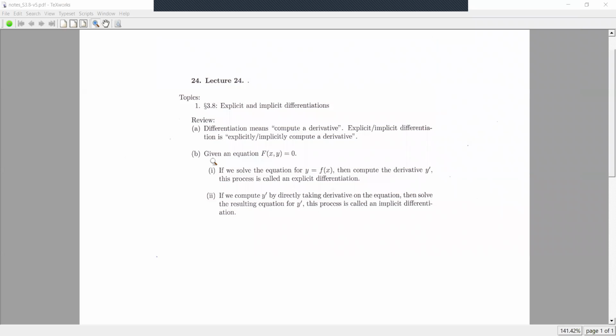Review number 2. Given an equation about x and y, where x is considered to be an independent variable and y depends on x. If we solve the given equation for y, then compute the derivative, this process is called an explicit differentiation. On the other hand, if we compute the derivative by directly taking the derivative on the given equation, then solve the resulting equation for y prime, this process is called an implicit differentiation.